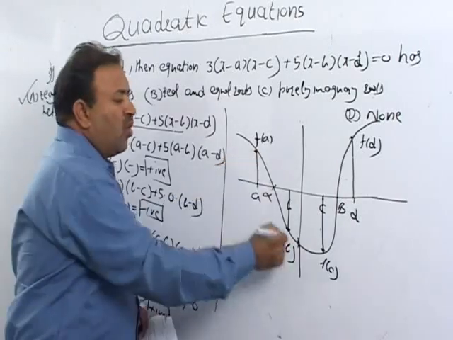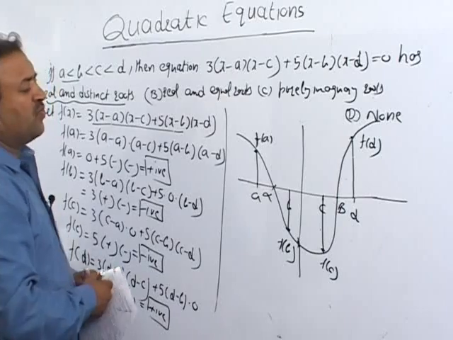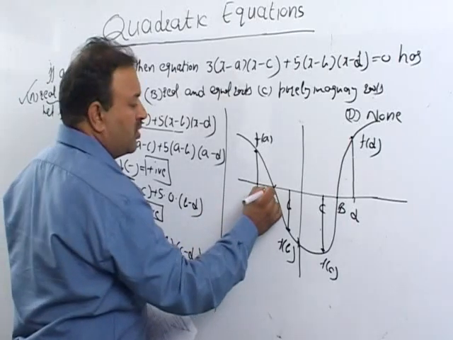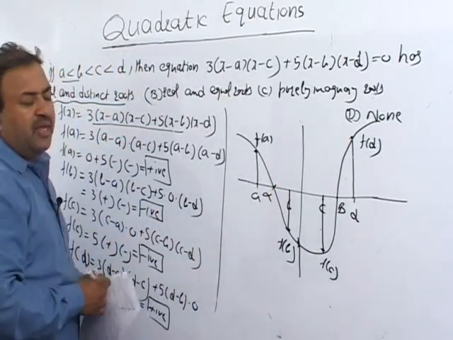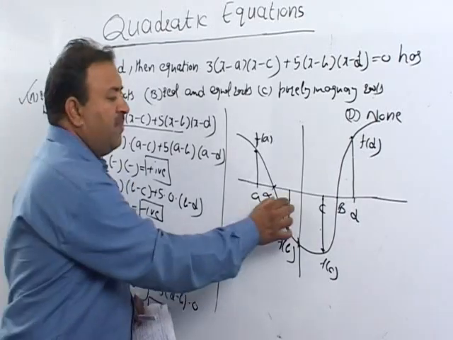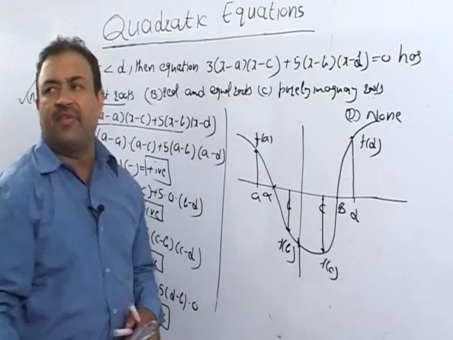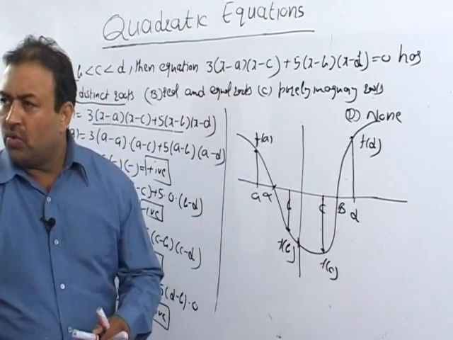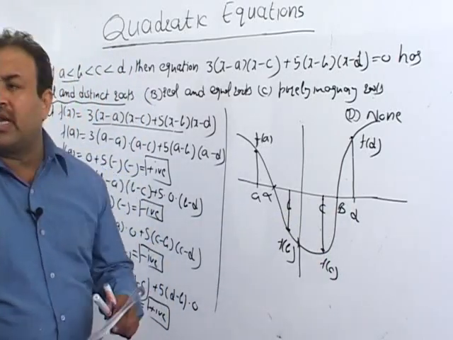Joining all these, we get a parabola, clearly showing this is one root. If you ask me the location of the roots, I will say that alpha will lie between a and b over here, and beta will lie between c and d. So these are other problems based on this intermediate value theorem.